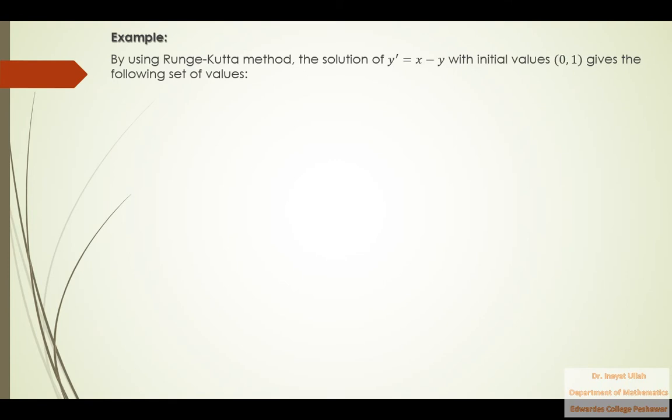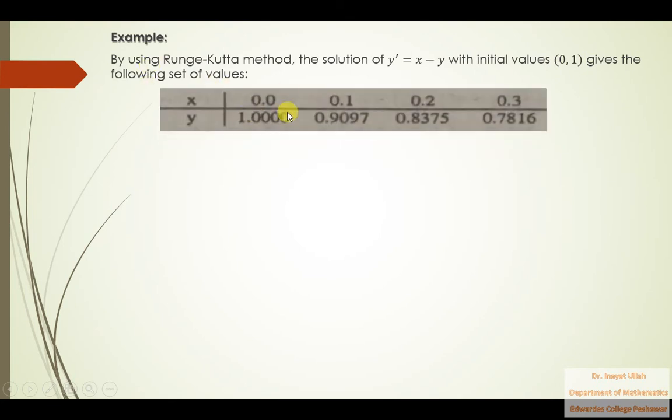Example: by using the Runge-Kutta method, the solution of y prime equals x minus 1 with initial values 0, 1. These are the initial values, meaning this is x naught and this is y naught. The initial condition gives the following set of values. This differential equation is solved by the RK method with this initial condition, and the following set of values is obtained.